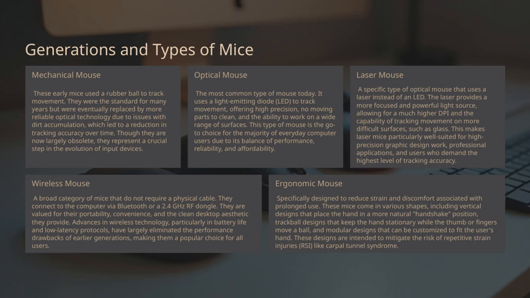Finally, there's the laser mouse. This is a type of optical mouse, but it uses a laser instead of an LED. The laser provides a focused, powerful light source, which allows for much higher DPI settings and better tracking on challenging surfaces, like glass, for example. Laser mice are especially popular among professionals in graphic design or anyone who needs the highest level of precision and accuracy. Their ability to track on difficult surfaces makes them a powerful tool for high-precision work.